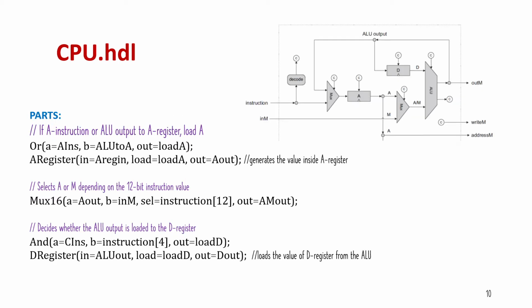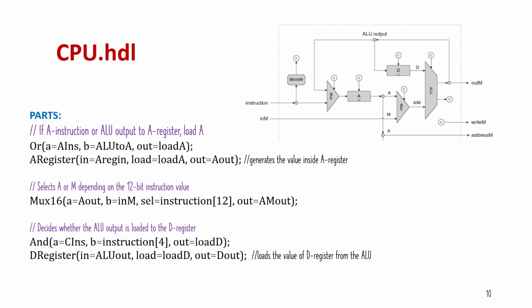So in the next part we have an OR gate. The load pin bit in the A register would be 1 if either the A instruction or the ALU output is fed into the A register. As we know, the A register is used to store the value that is fed into it. So the A register takes the output, A register in, from the multiplexer and the output, load A, from the OR gate as its inputs. It has an output pin, A out, which generates the value inside the A register.